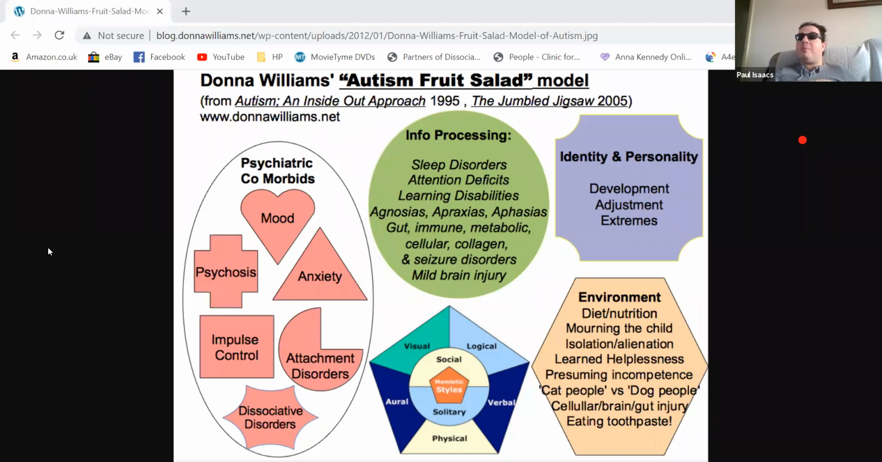So if people want to look at this model in their own time, what I recommend is you go onto Amazon, and as you can see on the image, there are 2 books at the top that Donna wrote. One is called Autism, the Inside Out Approach, which is a very good handbook, and then a sequel, an updated version, called The Jumbled Jigsaw. You can get physical copies, hardbacks, softbacks, or I hope ebooks, so electronic versions.